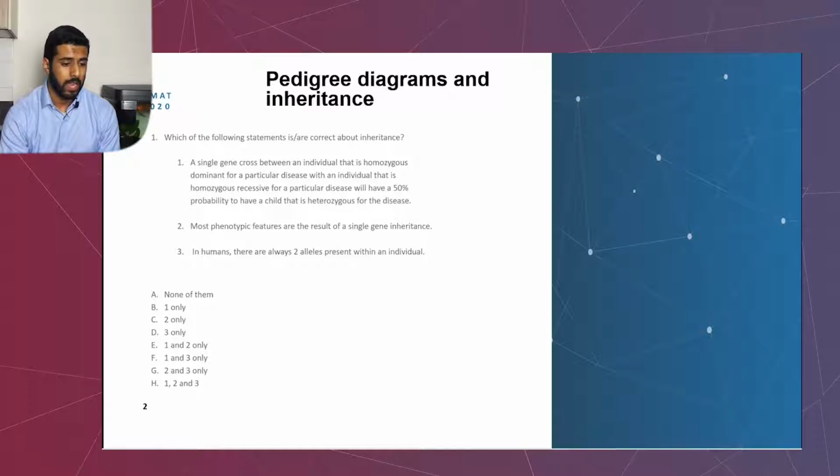Firstly, which of the following statements is/are correct about inheritance? So firstly, a single gene cross between an individual that is homozygous dominant for a particular disease with an individual that is homozygous recessive for a particular disease will have a 50% probability to have a child that is heterozygous for the disease. So the first thing you're going to do is draw out the Punnett square.